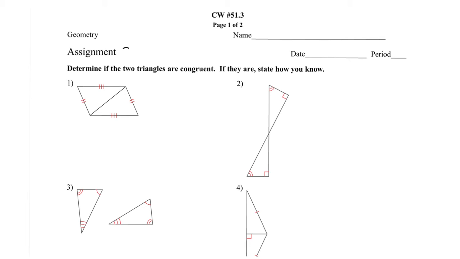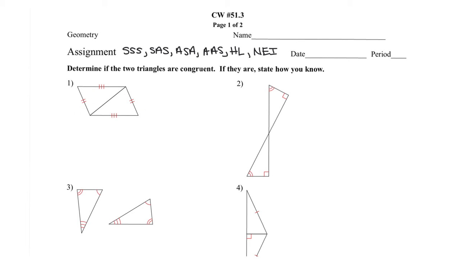So the first one we learned was side, side, side. Then you have side, angle, side, then angle, side, angle, angle, angle, side, and then you have the hypotenuse leg theorem. As you're completing the first page, these are the only theorems and postulates that we've learned. So all of the answers will be one of these, but it could also be not enough information. We're going to determine if two triangles are congruent, and if they are, state how you know.